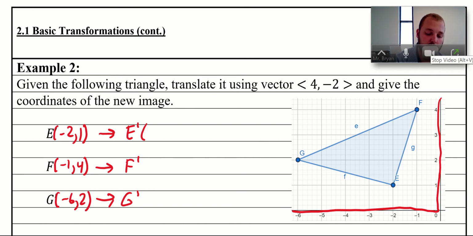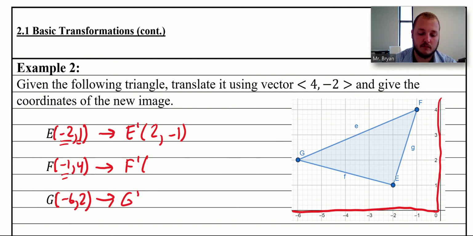So let's start with the x value here. I have -2. When I add 4 to that, hopefully we're comfortable adding and subtracting negative numbers. That's now going to be +2. Okay, need to have that down. Next, the y value of the vector is -2, so that just means subtract 2. So I start at +1, I subtract 2, and now that would give me -1. Okay, that's all I'm doing with translating. How much do I add? How much do I subtract? And we'll continue that pattern.